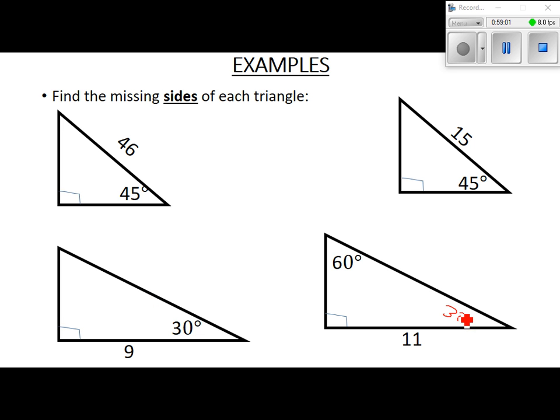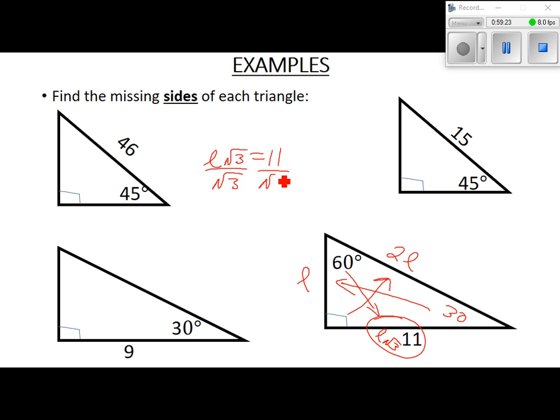30, 60, 90 triangle, the side across from the 30-degree angle gets labeled what? L. The 60-degree angle, L times the square root of 3. The 90-degree angle, 2L. What's our equation this time? L times the square root of 3 equals 11. Let's just give the decimal answers this time so we can get done with this. What's 11 divided by the square root of 3? 6.3. 6.3? 6.4?